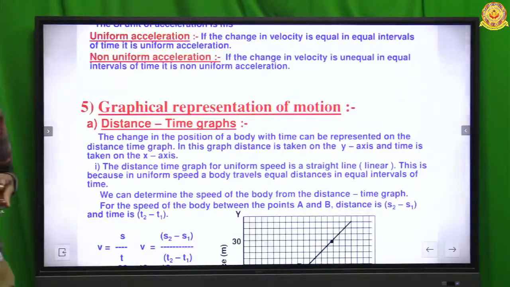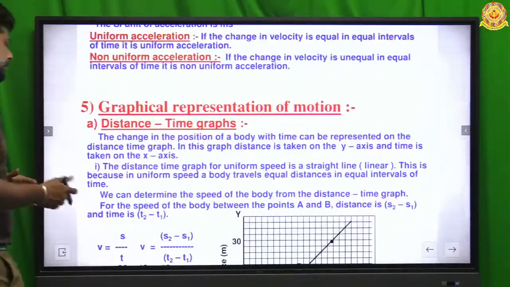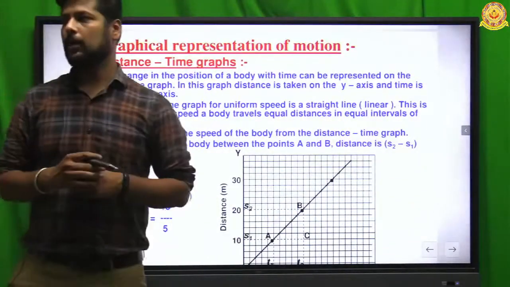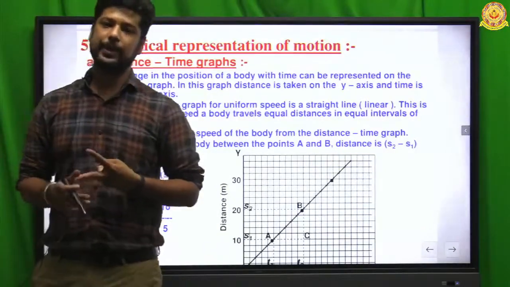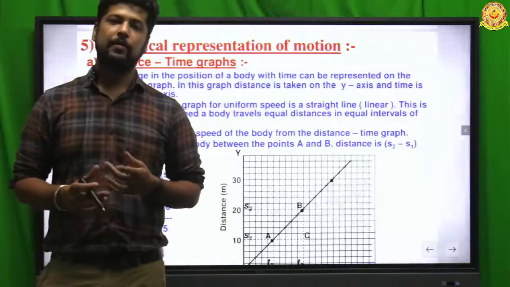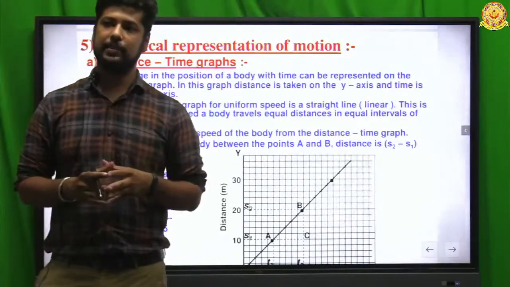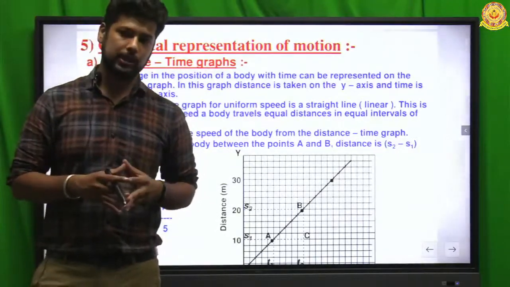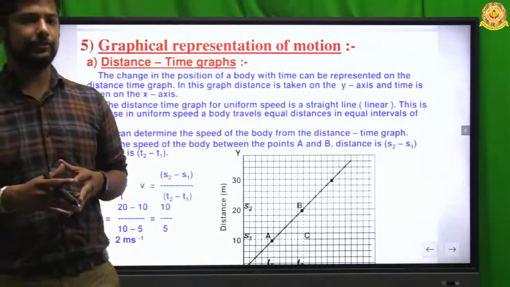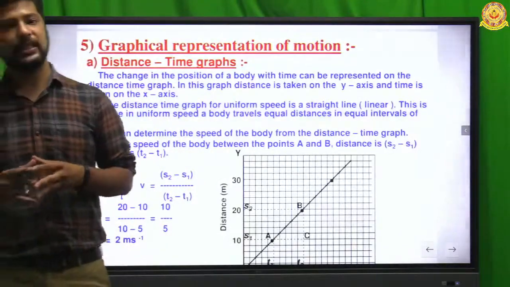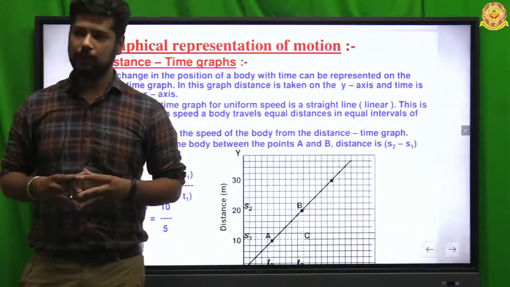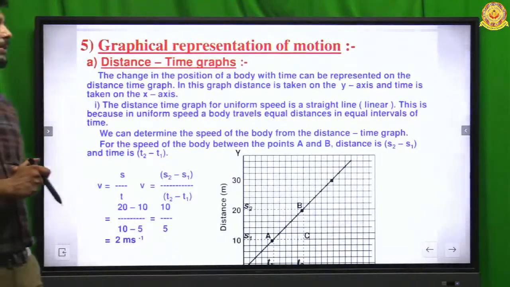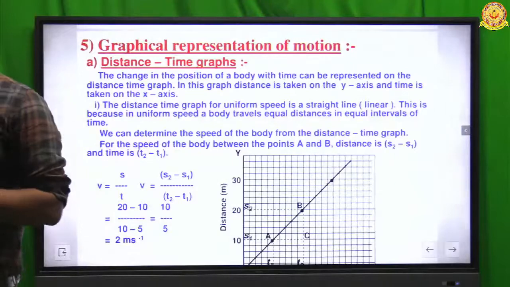Now graphical representation of motion, this is very important. So far we have discussed motion, speed, distance, displacement. When we express speed with direction, we term it velocity. Then we discussed acceleration, that rate of change of velocity is called acceleration, then uniform and non-uniform acceleration. Now we will study how we can represent motion on a graph.